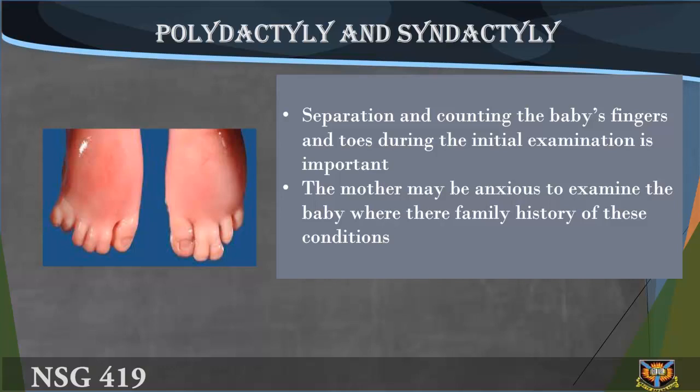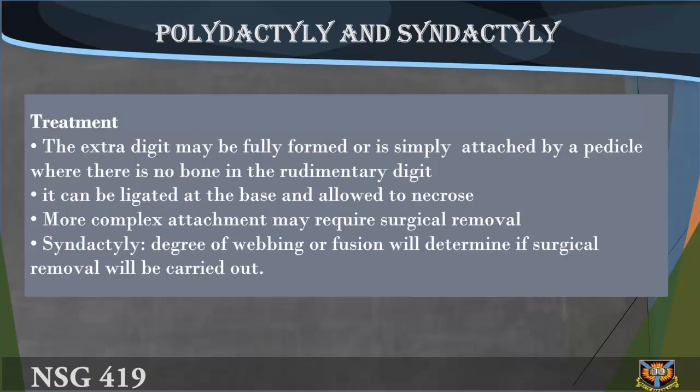Separation and counting of the baby's fingers and toes during the initial examination is important in order to detect syndactyly, webbing, and polydactyly, extra digits. The mother may be anxious to examine the baby where there is family history of these conditions. Treatment: the extra digit may be fully formed or is simply attached by a pedicle where there is no bone in the rudimentary digits.